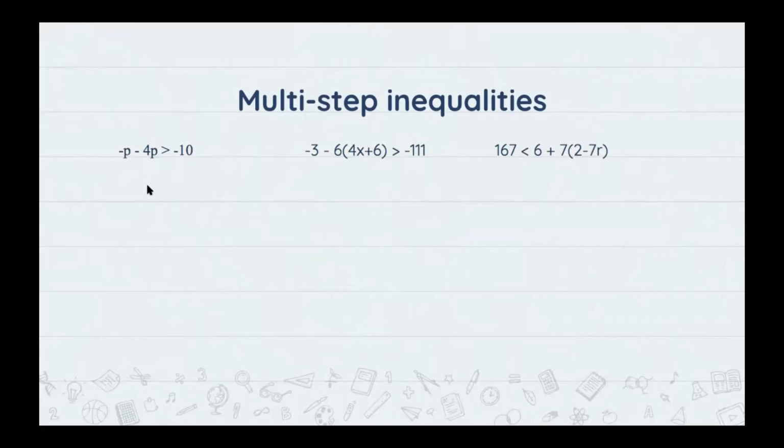Okay, so do the first one. Yeah, I need some kind of demonstration. I don't know how to do it. So as we did before, we want to combine like terms. So what are the like terms here? P and 4P. Right, so combine them. What do you get?